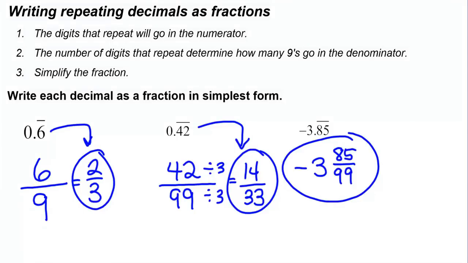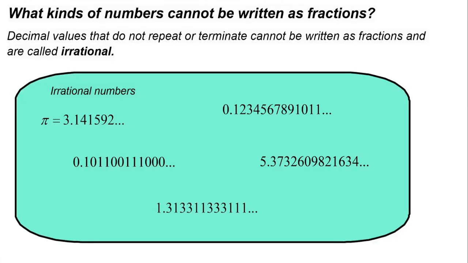So you might be thinking, well, if I can turn terminating decimals into fractions, repeating decimals into fractions, mixed numbers into fractions, and whole numbers into fractions, can't I turn everything into a fraction? Isn't everything a rational number? Actually, no. So what types of numbers cannot be written as fractions? Decimal values that do not repeat or terminate cannot be written as fractions, and they are called irrational. That means not rational. Here are some examples of numbers that would never be able to be written as a fraction. And this one you might be most familiar with, and that's pi.